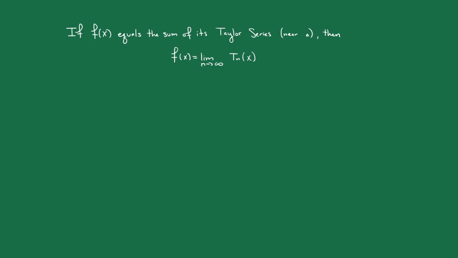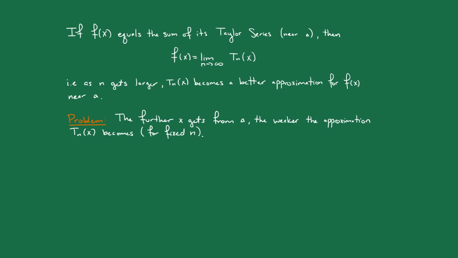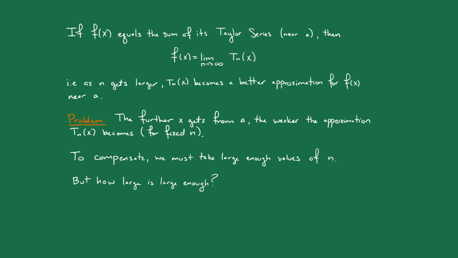But this implies that as n gets larger, T sub n of x becomes a better approximation for f of x near a. And now the problem is, the further that x gets from a, the weaker this approximation T sub n of x becomes when we fix n. To compensate for this, we must take large enough values of n to get an approximation that is close enough for the values of x that we care about. But how large is large enough?